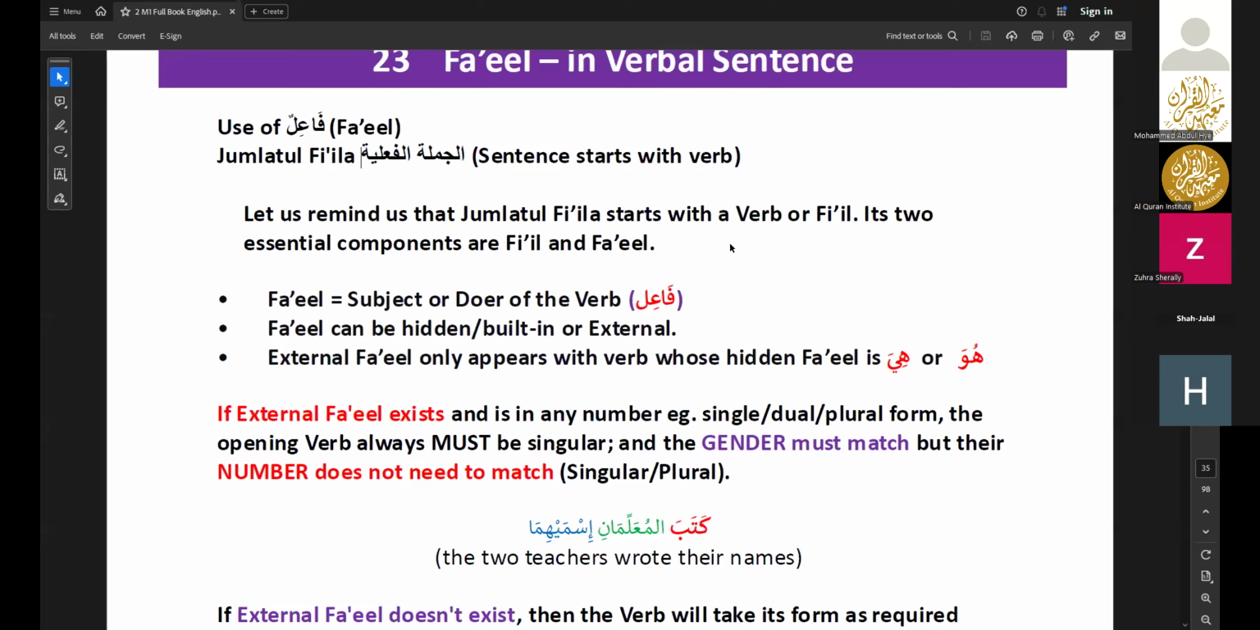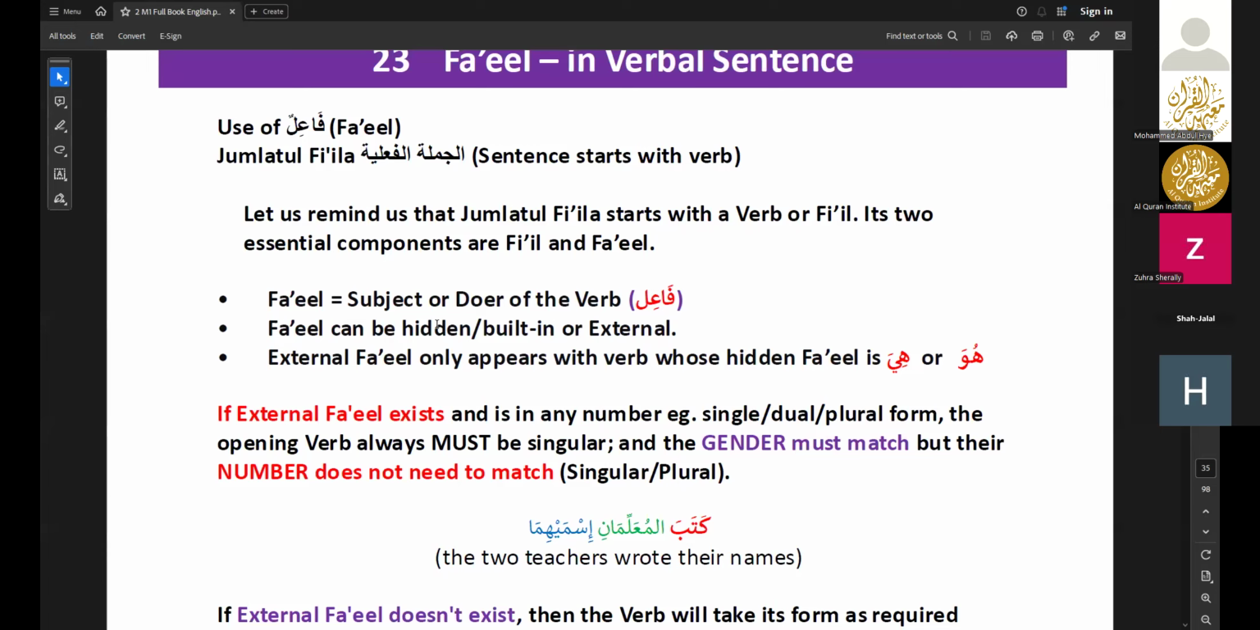Fi'l and fa'il, verb and then doer. So the doer is the fa'il. Fa'il can be hidden, built in. Fa'il can be external if the form of the fi'l is huwa or hiya. The ustad has repeated this, that the fi'l can have 14 forms or siga.